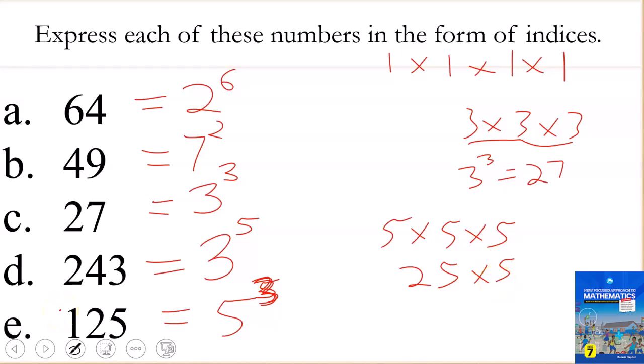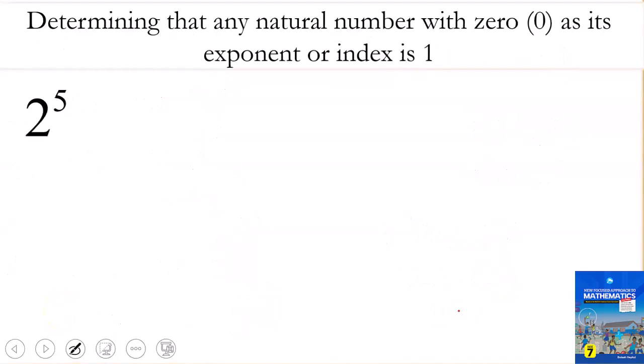All right, the last thing we want to talk about is determining that any natural number with exponent of 0 is always giving us 1, or any non-zero number raised to the power of 0 is 1. How do we prove this? That is what we want to do as the last thing. We want to start with 2 exponent 5. We know 2 exponent 5 will give us 32. That means 2 times 2 times 2 times 2 times 2, 5 times, will give us 32.